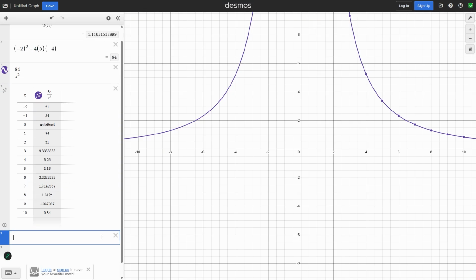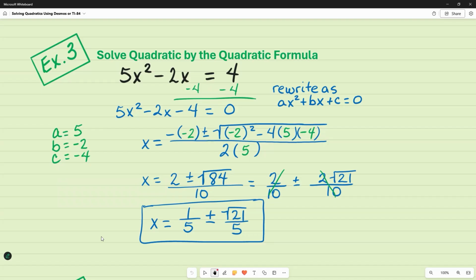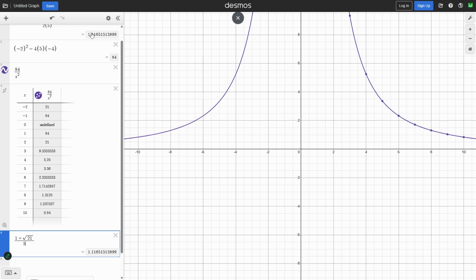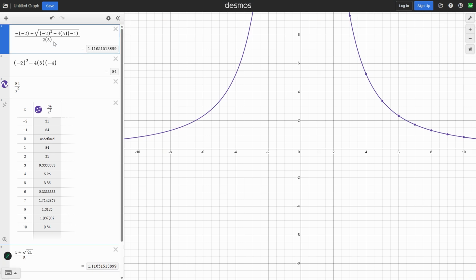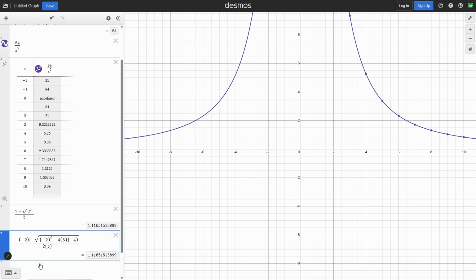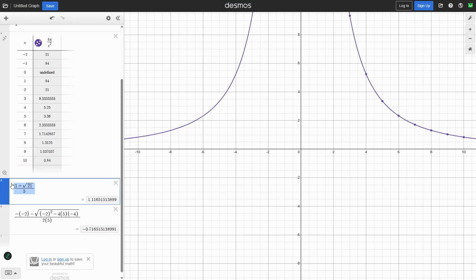So I'm going to type the backslash on my keyboard and make it one big fraction, 1 plus square root of 21. All of this is over 5. So I see that that is equivalent. Let's copy the whole thing, place it down here. I'm going to change the plus to a minus. And so now I'm going to copy this one and change the plus to a minus. And I notice they're the same. So I know I have the correct answer.